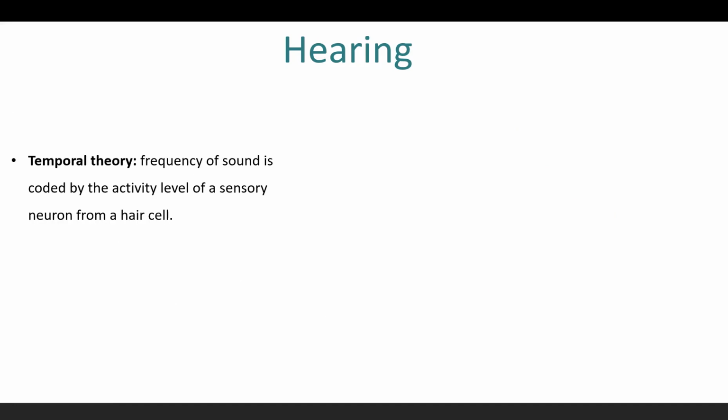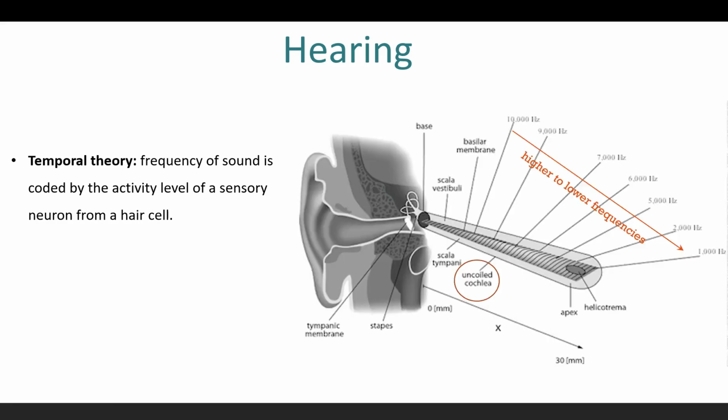There's also the temporal theory, in which the frequency of sound is coded by the activity level of a sensory neuron from a hair cell. And so these hair cells fire action potentials, which are related to the frequency of the sound wave. And the action potential will send information to the auditory nerve and then to the auditory cortex in order to perceive the frequency of a sound wave.